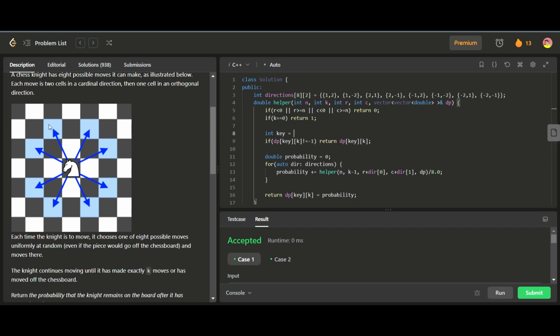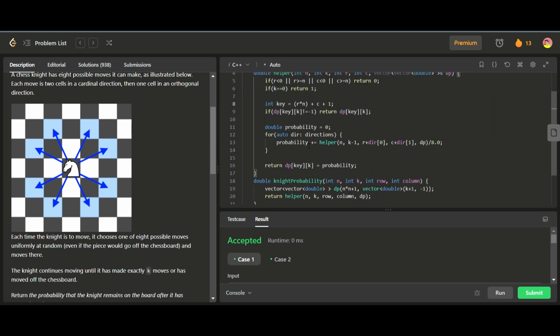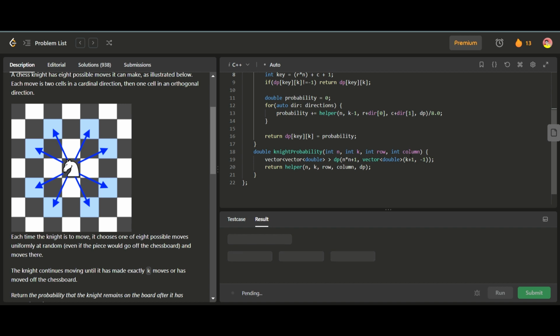So if I want to calculate the key of this one, it would be row number 1 and column number 2. So basically r into the number of columns, that is n, and then we'll add the current column, and also since it is 0 indexed, we will add 1. So this is our key, and we can run it now.